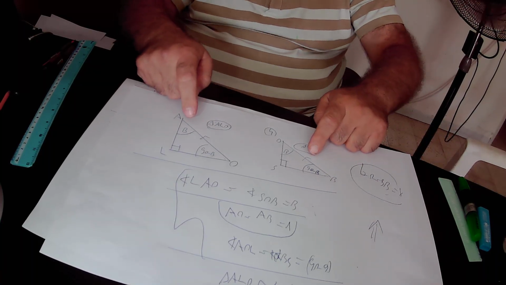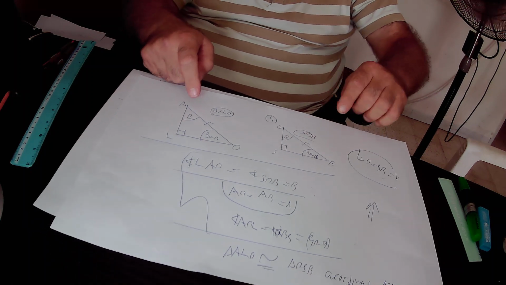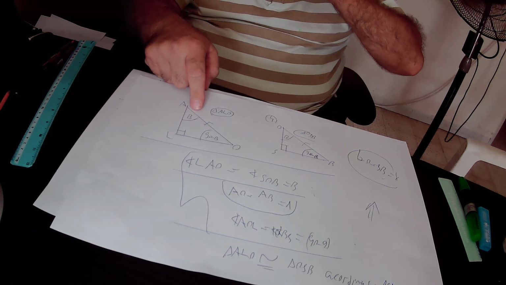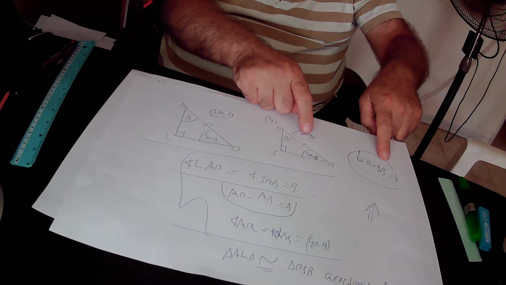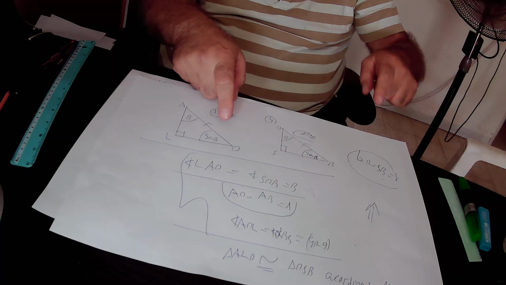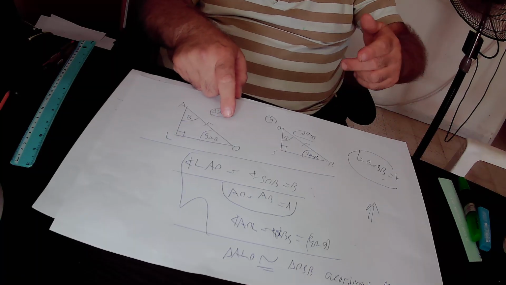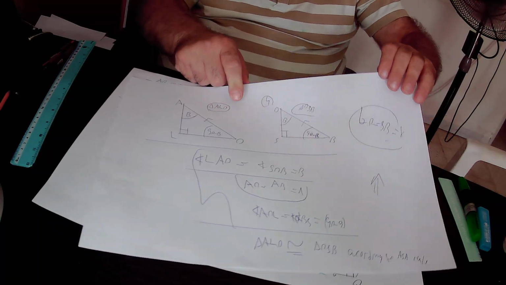And from the fact that those two right triangles are congruent, we know that LO equals SB. So if we define LO as X, then SB must also be equal to X because they are equal to each other.